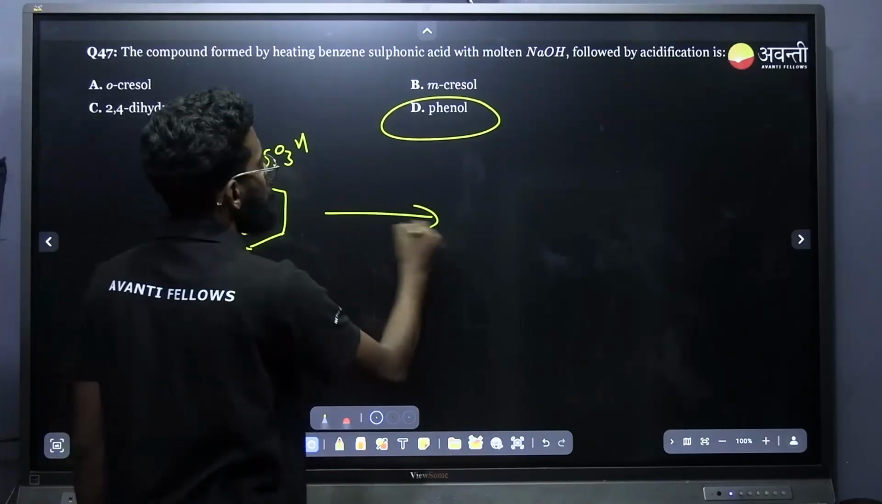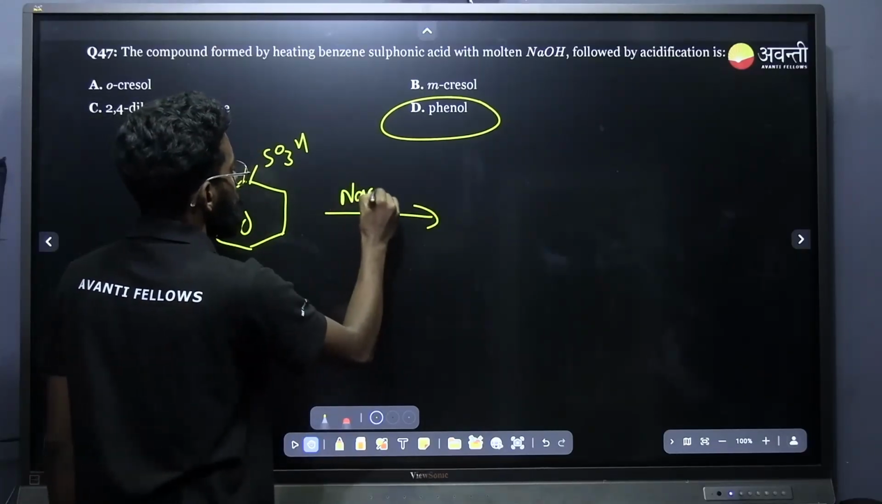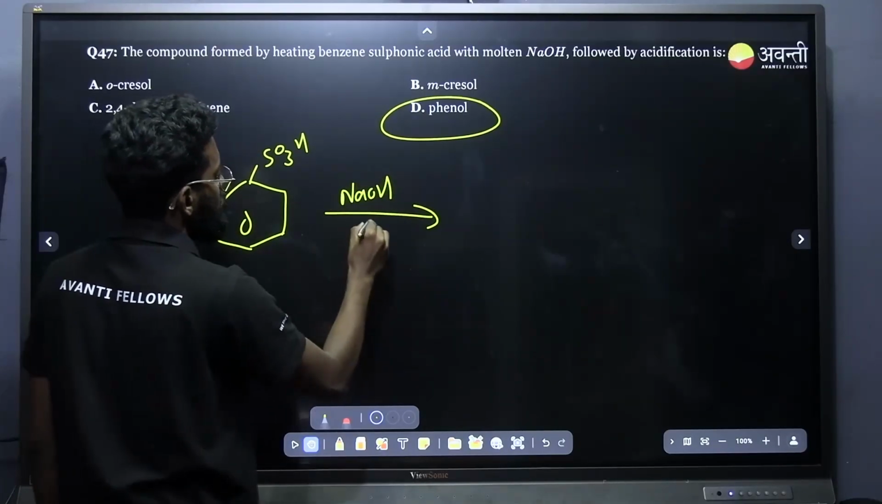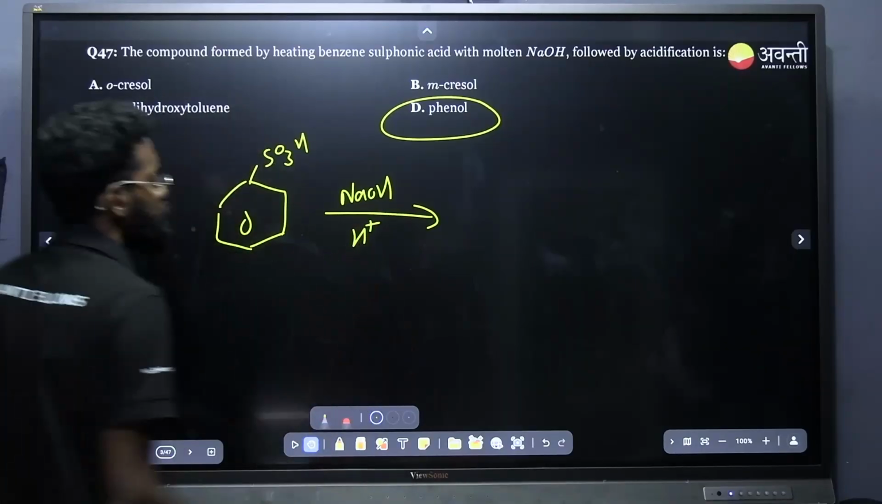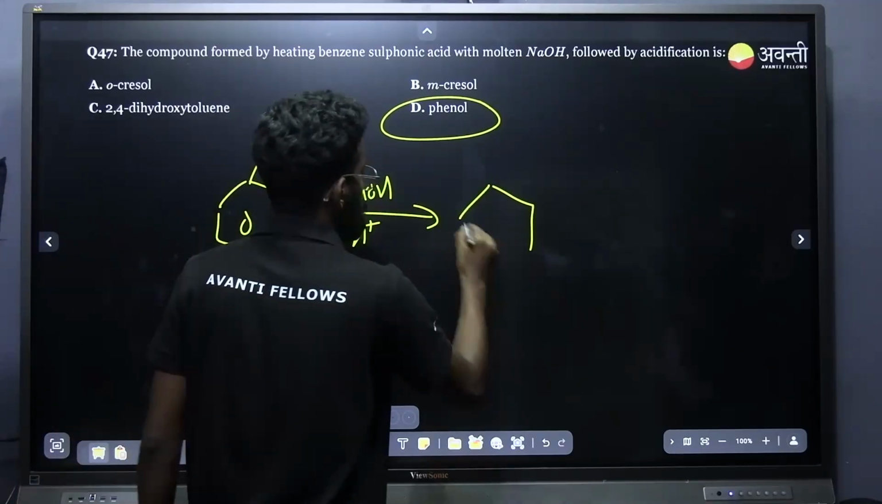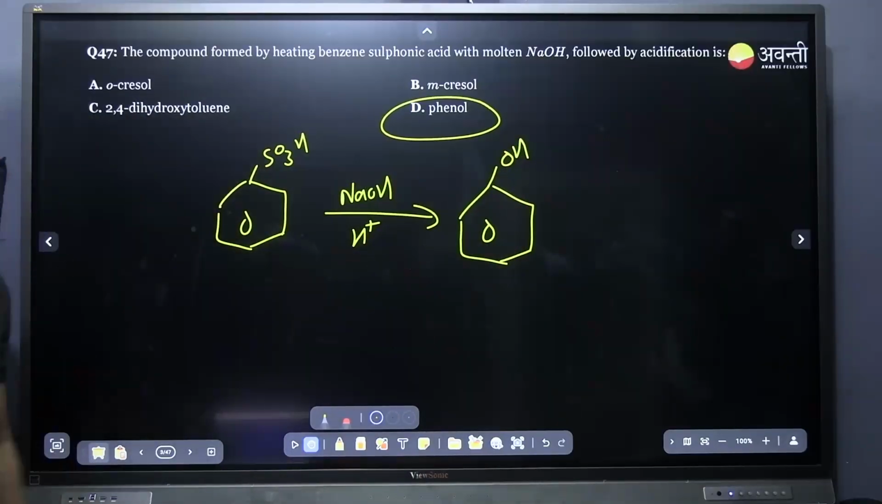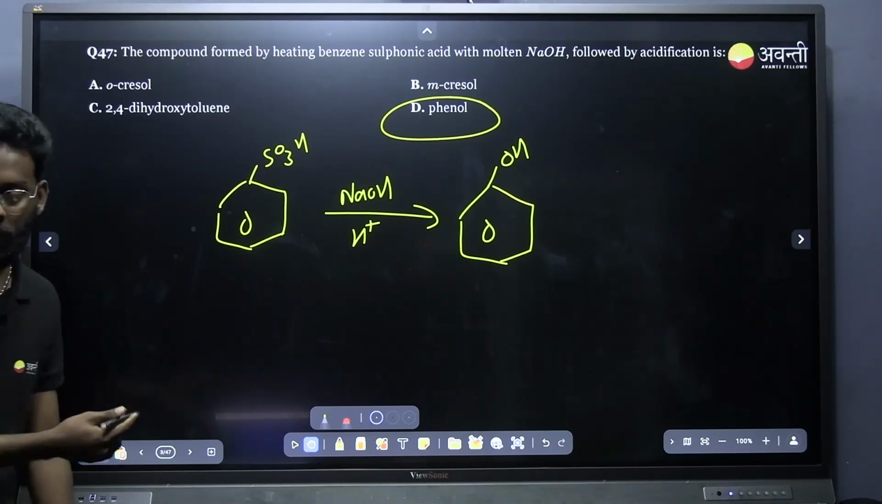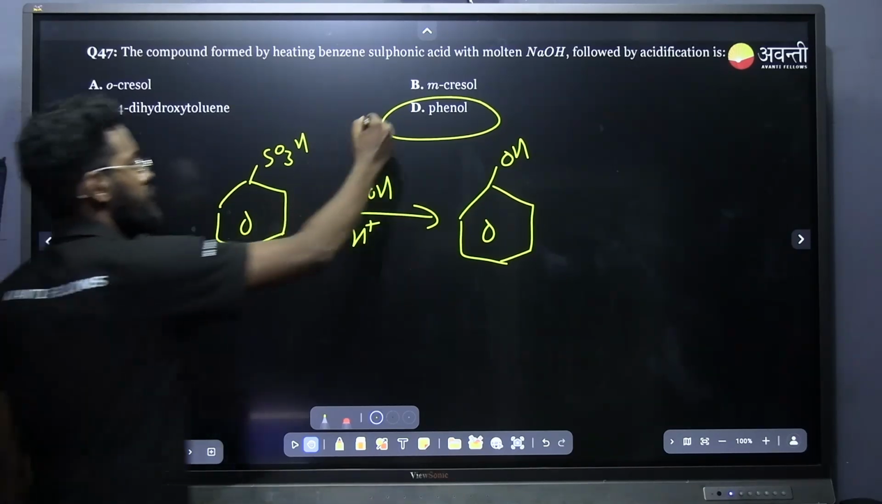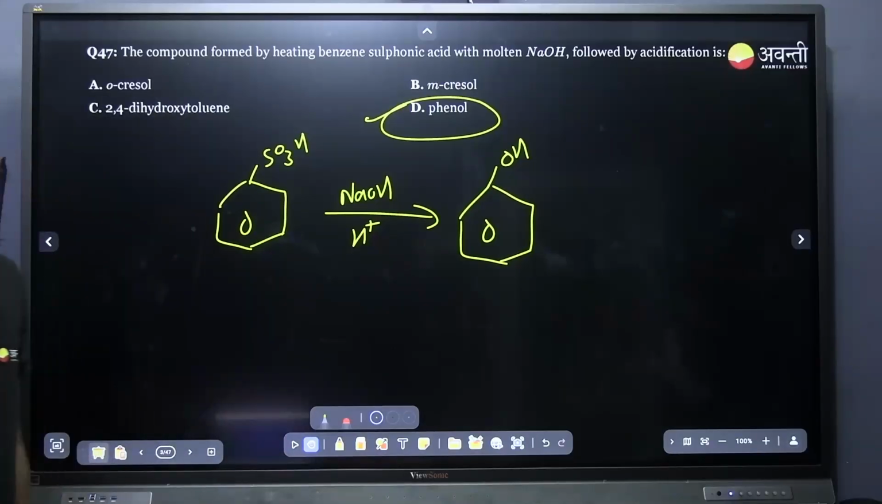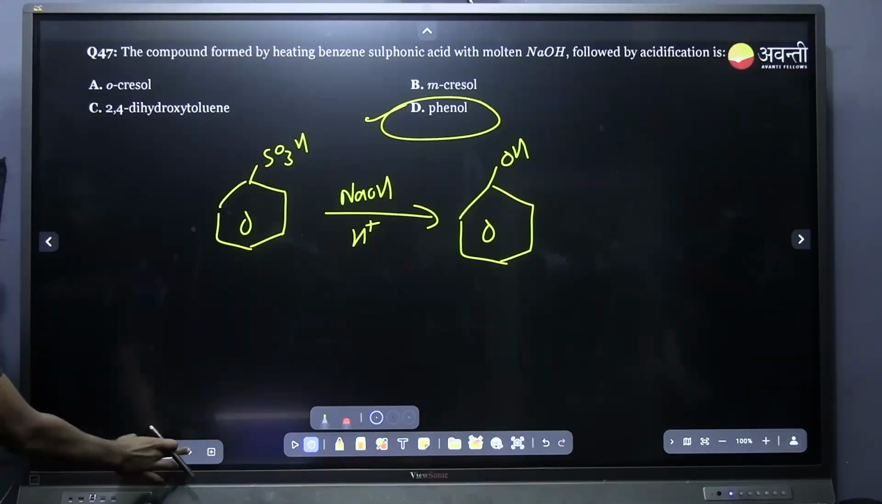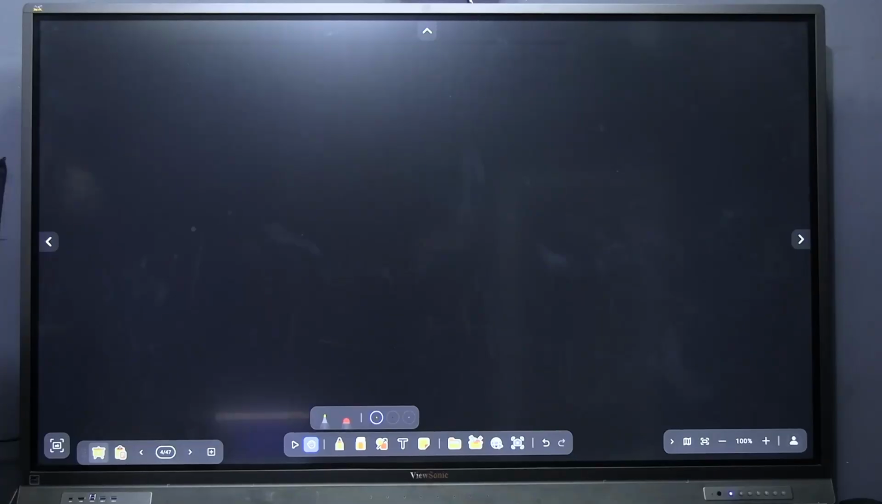SO3H, and what I am doing? I am heating it with molten NaOH, followed by acid. What is the product we are getting? The product we are getting is phenol. It's a basic industrial method of preparation of phenol. Yes, option D is the correct one. Shall I move? Okay, moving to the next question.